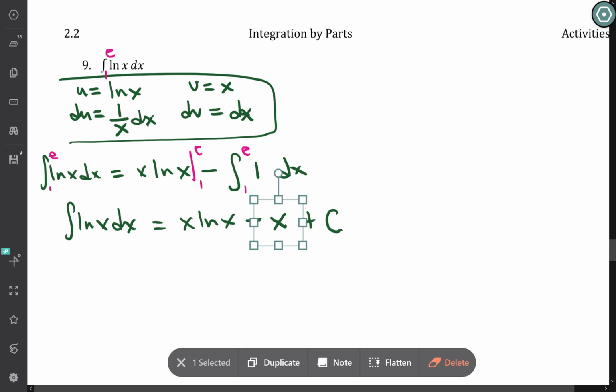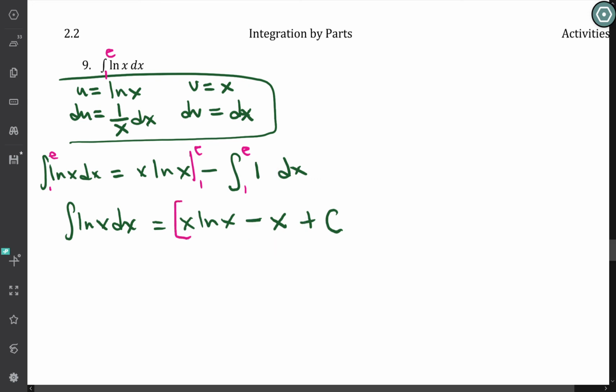So when we're all done, we can ignore the plus c. You can include it if you want to, but it's just going to drop out when we do f of b minus f of a. We would get this. So we would have an e natural log e minus e. And then we would subtract off 1 times the natural log of 1 minus 1.